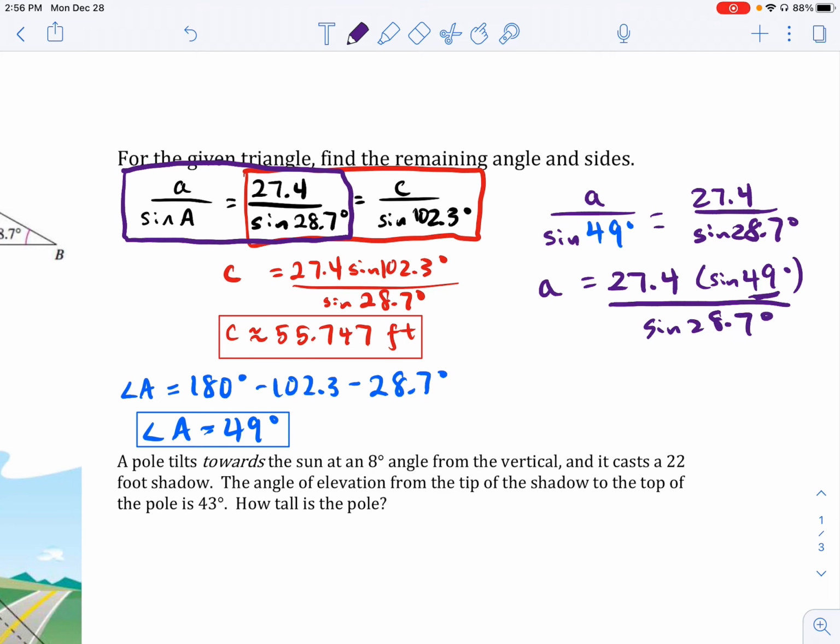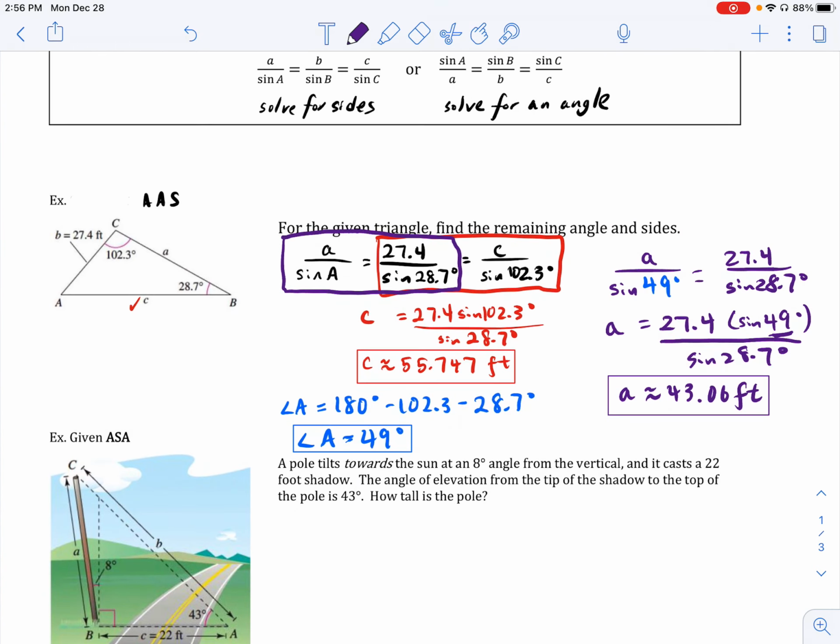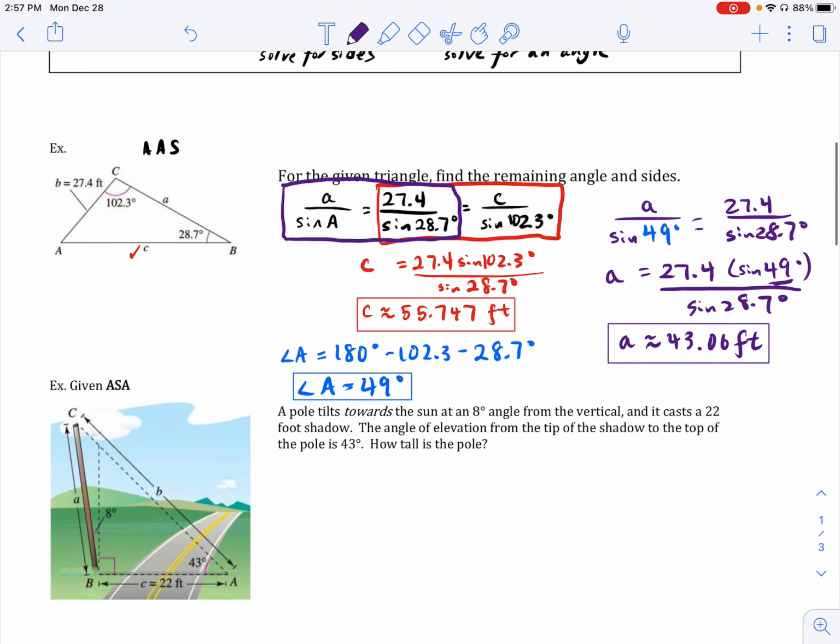After doing some number crunching in your calculator, you should get A is approximately 43.06 feet. So that is our side length there. If we were given 3 parts, meaning 2 angles and a side, then we just needed to find the remaining angle and the 2 other sides. So here we just use the law of sines in an AAS case to find all the remaining sides and angles. All right, let's do one more example now.